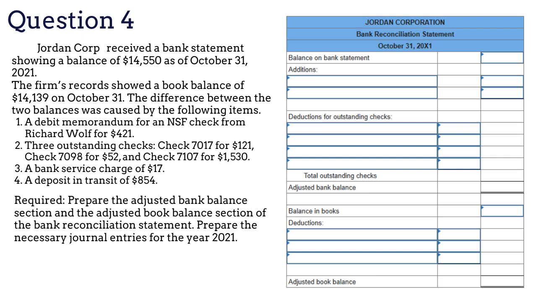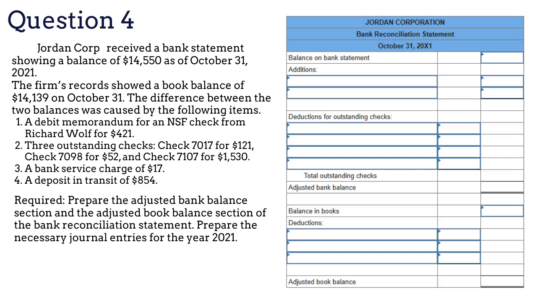1. A debit memorandum for an NSF check from Richard Wolf for $421. 2. 3 outstanding checks, check 7017 for $121, check 7098 for $52, and check 7107 for $1,530. 3. A bank service charge of $17. 4. A deposit in transit of $854.